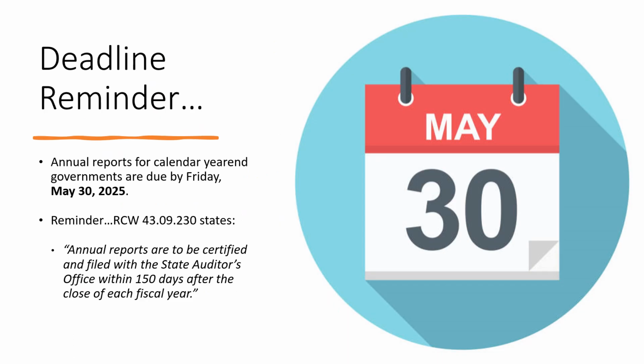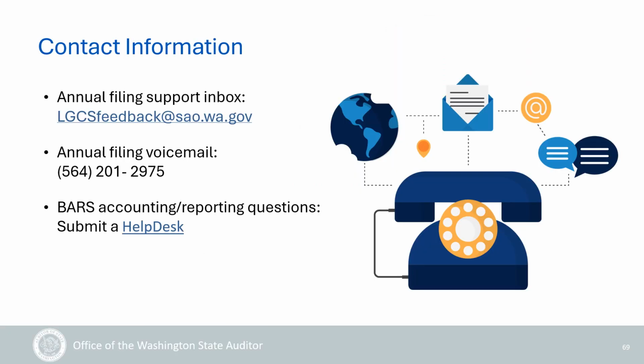Now, we can't have an annual filing training without a little reminder of the deadline. The fiscal year 2024 reports for calendar year-end governments are due by Friday, May 30th. We encourage local governments to start their reports early to allow for adequate time to ask questions if needed.